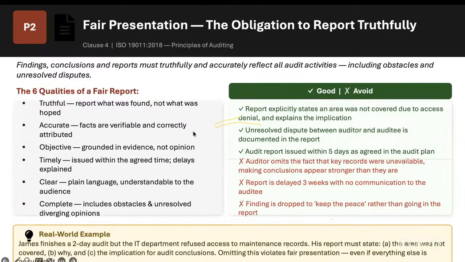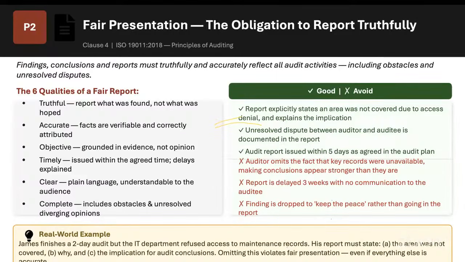We'll talk about fair presentation, the second one. Fair presentation is the obligation to report truthfully. The obligation to report the right thing. Findings, conclusions, and report must truthfully and accurately reflect all audit activities, including obstacles and unresolved disputes.